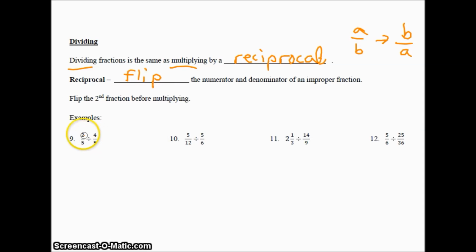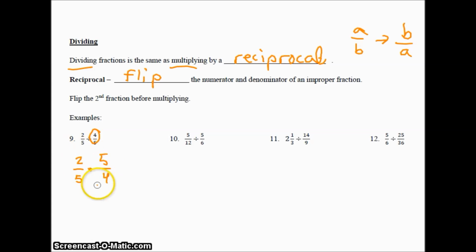So taking a look here, if we have 2/5 divided by 4/5, we are going to take the second one and we're going to flip it on top of itself. So we have 2/5 does not change, so the first one stays the same. And then we are going to multiply instead of divide by its reciprocal of 4/5 becomes 5/4.